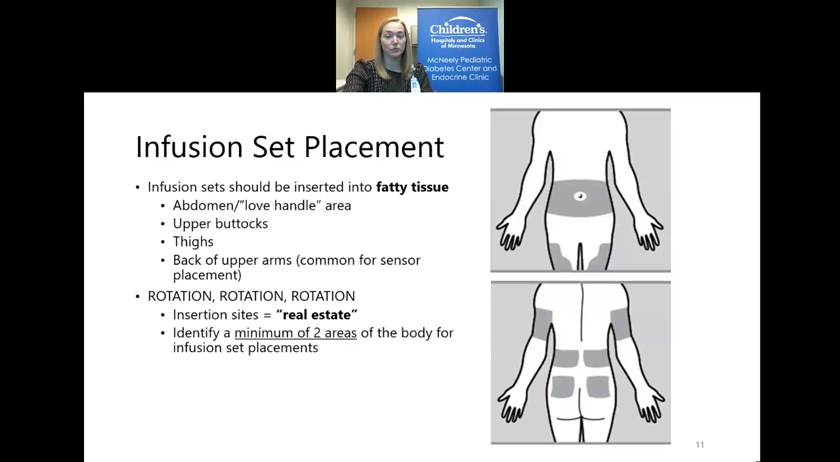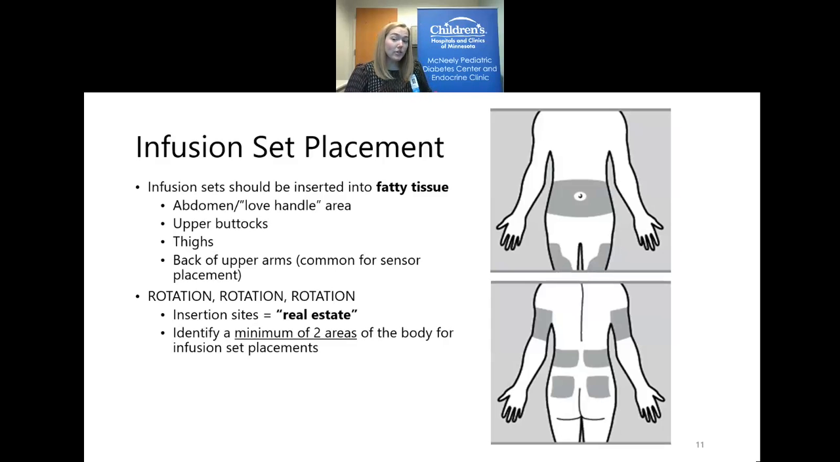To help us rotate, we do recommend, actually, we require you to choose 2 different areas of the body that you will rotate between. So you can choose abdomen and love handle area, you could choose abdomen and arms, but we do need you to choose 2 different locations that you will rotate between.